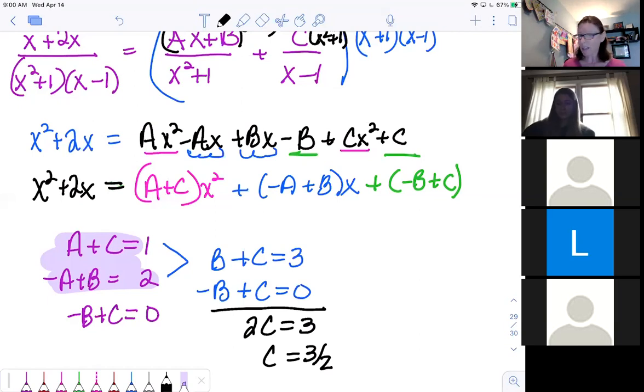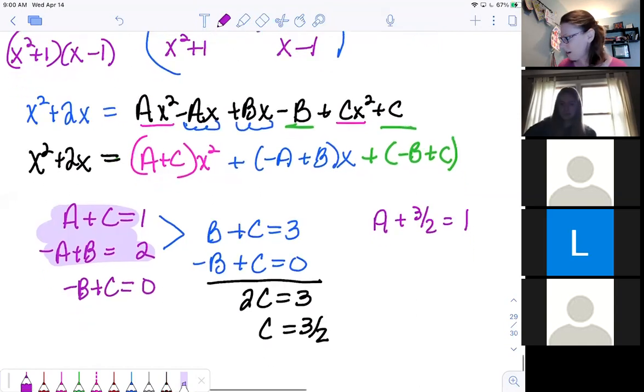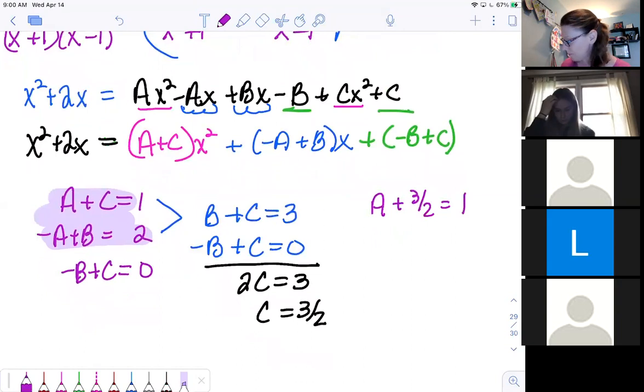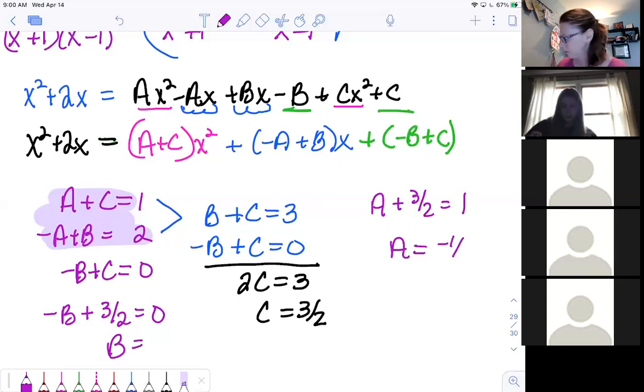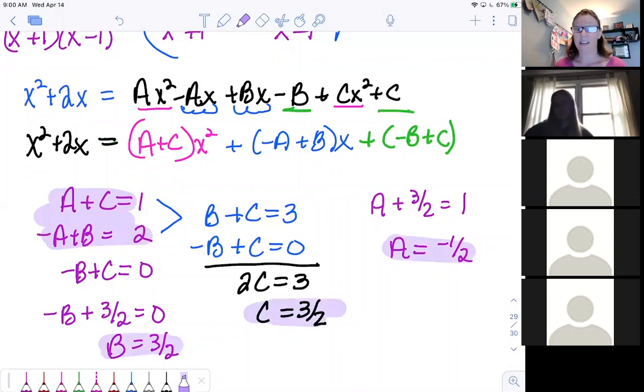So once you figure out c, go back in and find a, and I would go back in and find c, or I'm sorry, b. So Peter, what did you get for a and b? For a, I got negative 1/2, and for b, I got 3/2. Yeah, nice. So 3 variables, 3 fractions.